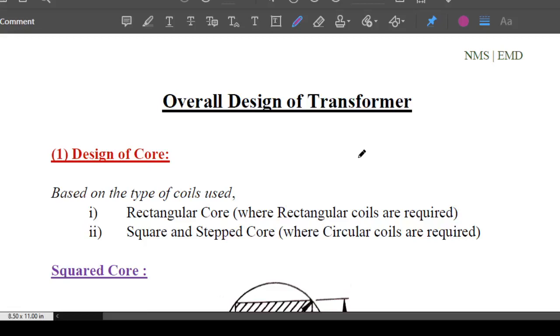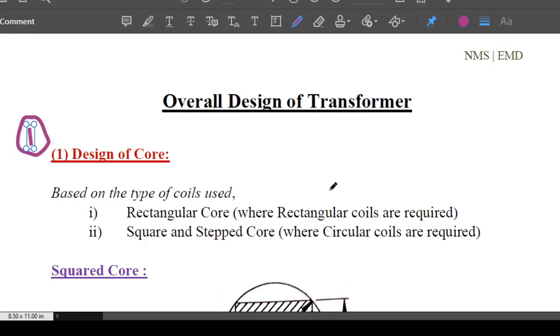Hello everyone. In this video, let us learn the overall design aspects of a transformer. So we will dissect the transformer into different portions and we will learn how to design each and how to integrate everything. The first one is core. Let us first learn how to design a core.